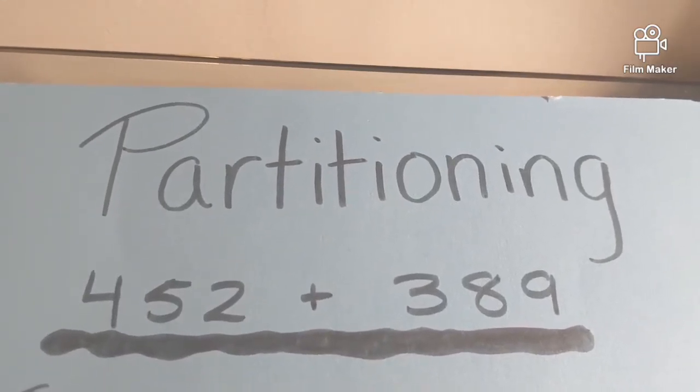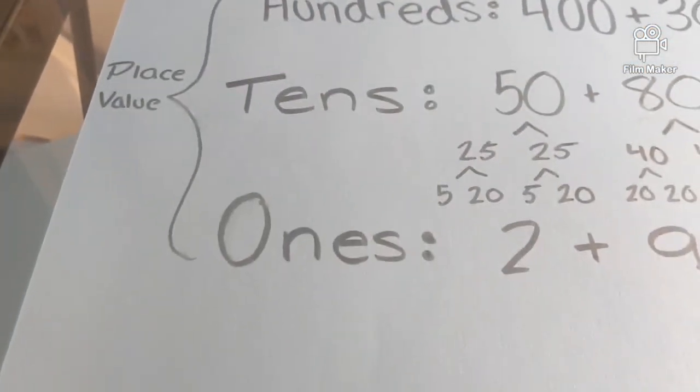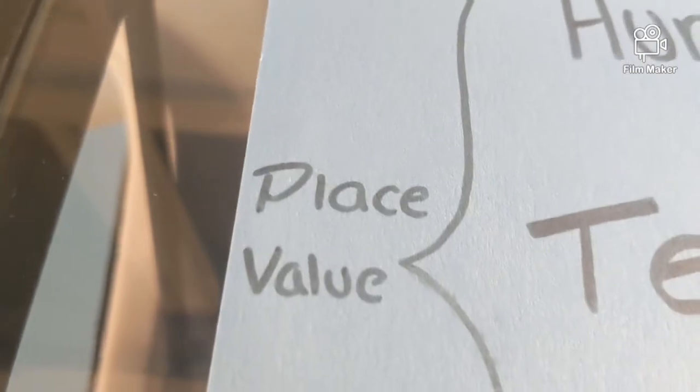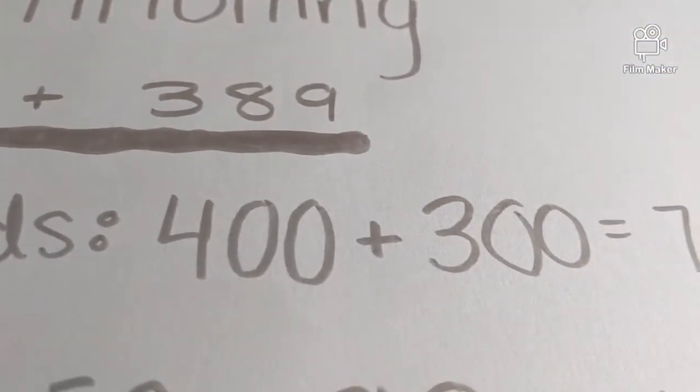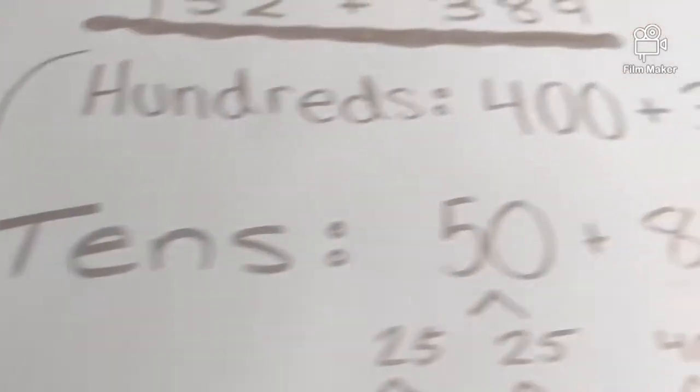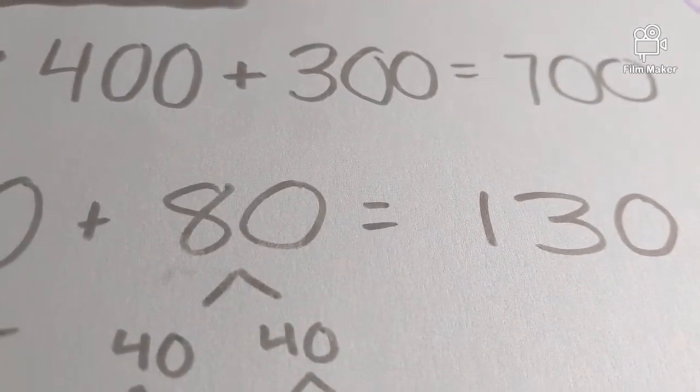When partitioning, we split the numbers into hundreds, tens, and ones. Keep in mind place value. How many hundreds do we have? So we have 400 and 300, which has a sum of 700. How many tens do we have? We have 50 and 80, which has a sum of 130.